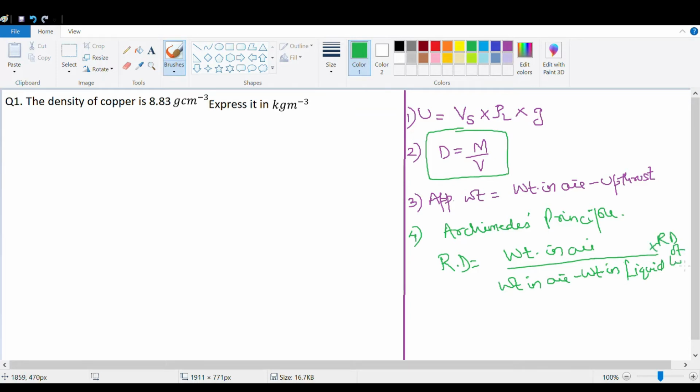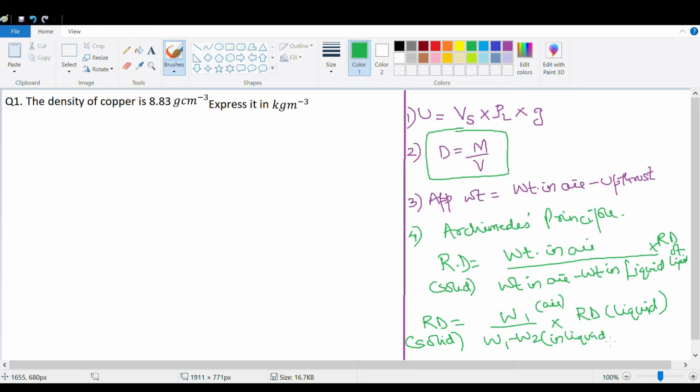So what we have, this is relative density of the solid, that is equal to the weight of it in air divided by weight in air minus weight in liquid multiplied with RD of liquid. So this can be written as RD is equal to W1 upon W1 minus W2 multiplied with RD of liquid. So RD, this is of the solid, W1 is in air and W2 is in liquid. So this is the other formula which we use. I'm sure you've done the theory part of this. So let's look at the numericals and solve some of them.